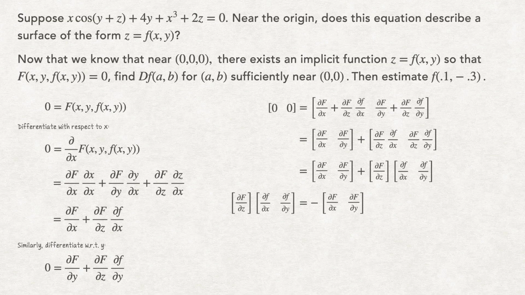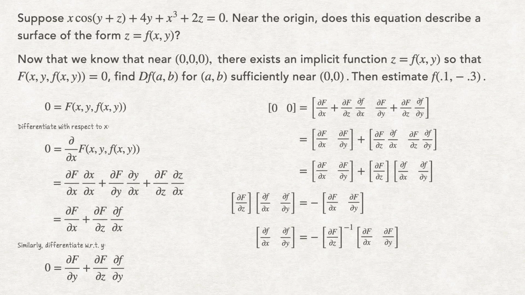To do that, in this context, I could just divide by a scalar, but to be a little bit more general in how I'm viewing this, I want to think of it as multiplying both sides of this equation by the inverse of the 1 by 1 matrix dF/dz. And that's what I've done here. And you'll recognize this formula.